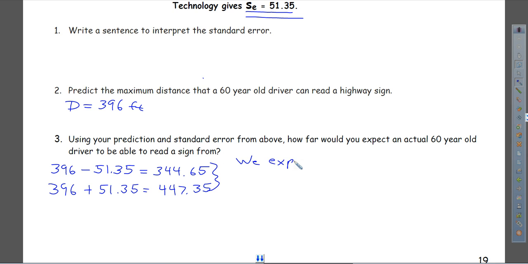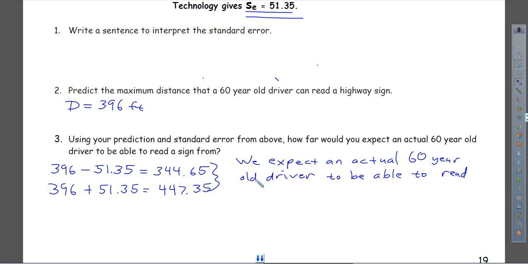So we expect an actual 60-year-old driver to be able to read a sign from, and I'm just going to round these, approximately 345 to 447 feet away.